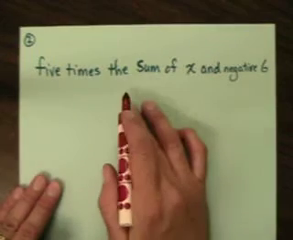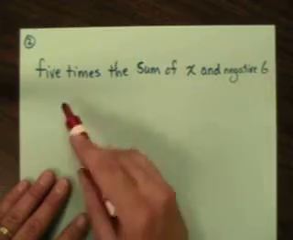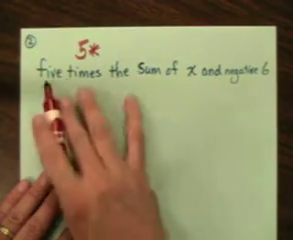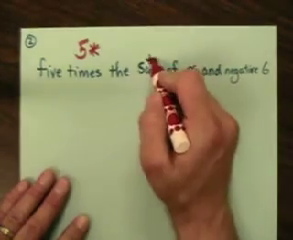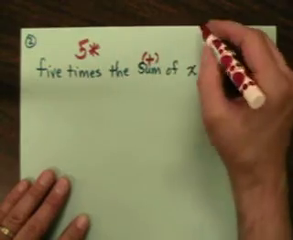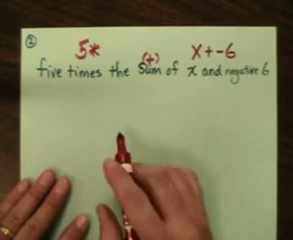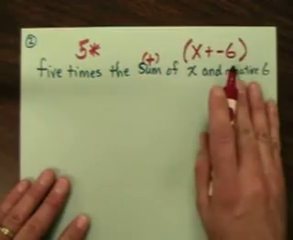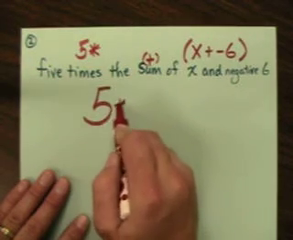Okay, next one. 5 times the sum of x and negative 6. Okay, 5 times, so I know I'm going to take 5 times something. And what am I going to take 5 times? The sum of x and negative 6. Now, we said earlier that sum means to add, and it says of these two things. So I'm going to add x and negative 6. When I write this out, because I'm doing this sum first, because I'm going to find the sum, then multiply it times 5.